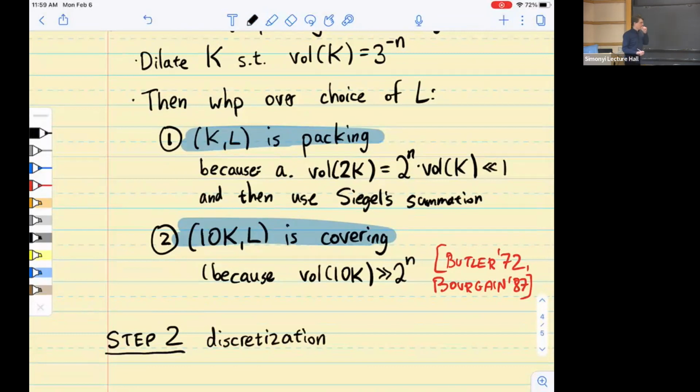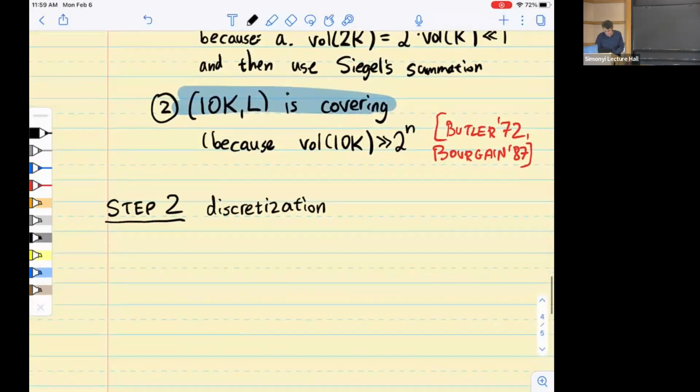Let me explain. When you have covering, it means that any point in space is not too far from the lattice. You can move within this body of 10K and get back to the lattice. So covering tells you that you already have a good approximation of the continuous space with the lattice. This is intuitively what it's saying. I'll specify more precisely what I mean. So the next step is really the critical step, the key of the proof.